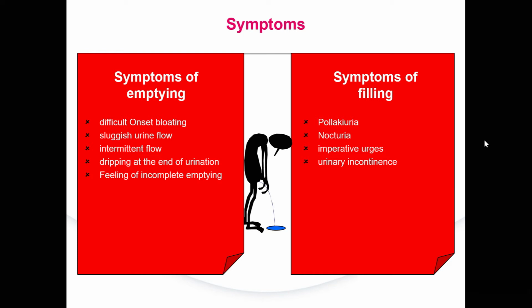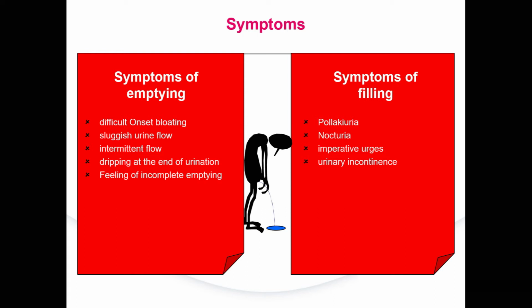And here we can have the symptoms of the emptying and symptoms of the filling. In the symptoms of the emptying, we can see the difficult onset of urination, sluggish urine flow, intermittent flow, dripping at the end of the urination, and feeling of incomplete emptying. The dripping at the end of the urination means the leakage of some drops of urine after you end the urination. The symptoms of the filling we can see due to the filling of the bladder with the BPH.